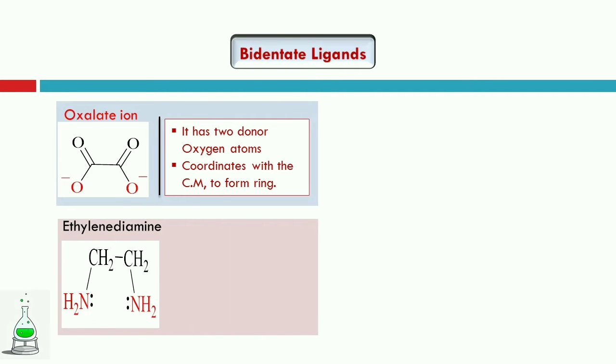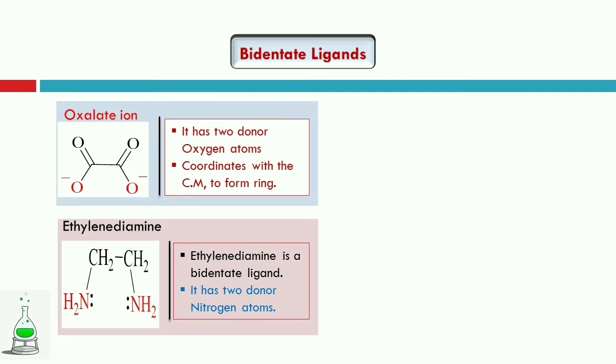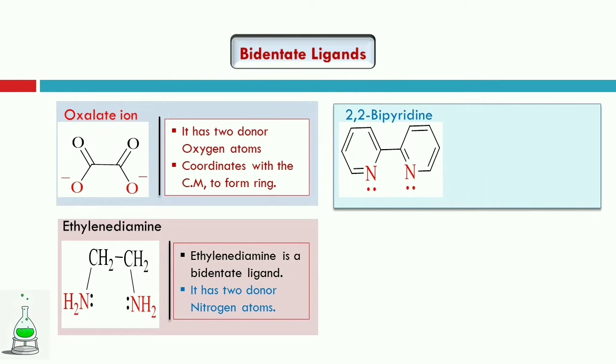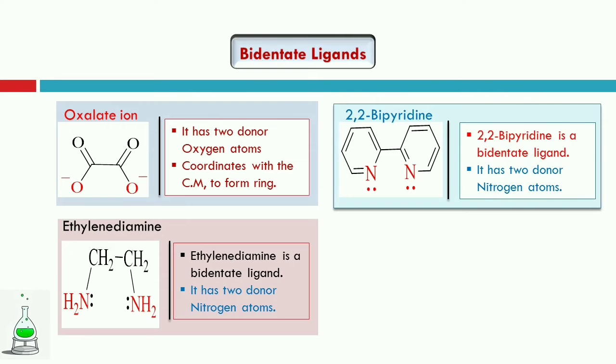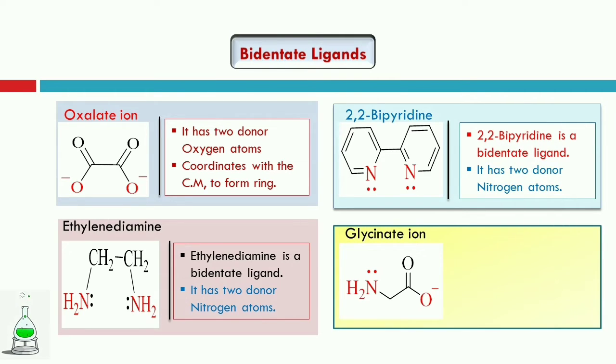Here both the nitrogen atoms have a lone pair of electrons, so they can readily give their electrons to the central metal atom. One more example, 2,2 bipyridine. Here there are two pyridine rings which are attached to each other. There are two nitrogens which carry lone pairs of electrons. And one more example is the glycinate ion.